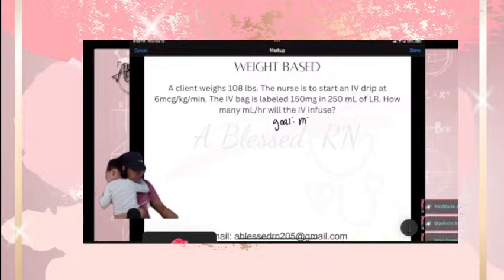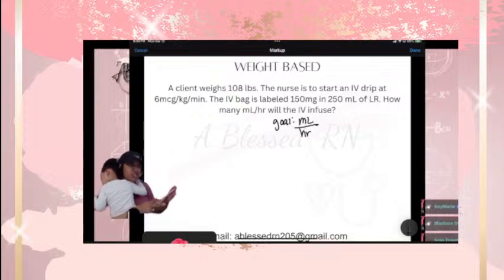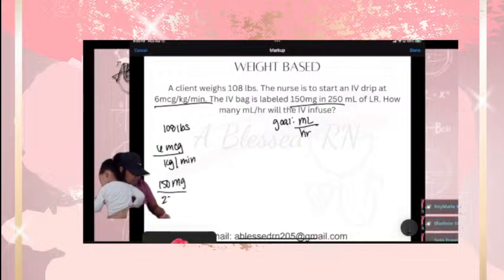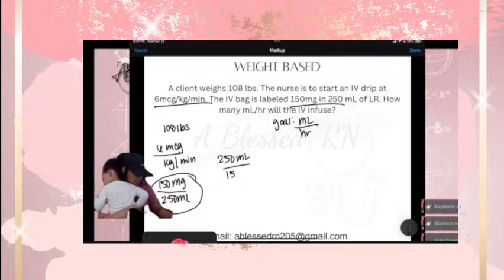Okay, so milliliters per hour. That's what we're looking for. Now our relationships slash puzzle pieces. We've got PPP. Remember, patient's weight, the prescription, and your product. So 108 pounds, and our prescription is to go at 6 mics per kg per minute, and then it's labeled as 150 milligrams and 250 milliliters of lactated ringer, right? Okay, so we're looking for milliliters, so we'll take this puzzle piece and we'll flip it over. 250 milliliters over 150 milligrams.